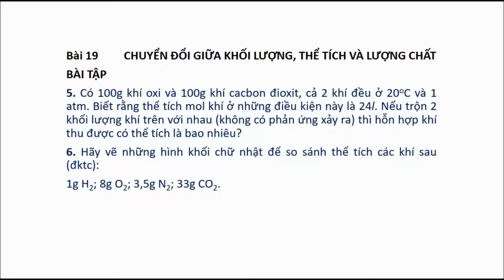6. Draw cuboids to compare volumes of the following gases at STP: 1 gram of H2, 8 grams of O2, 3.5 grams of N2, 33 grams of CO2.